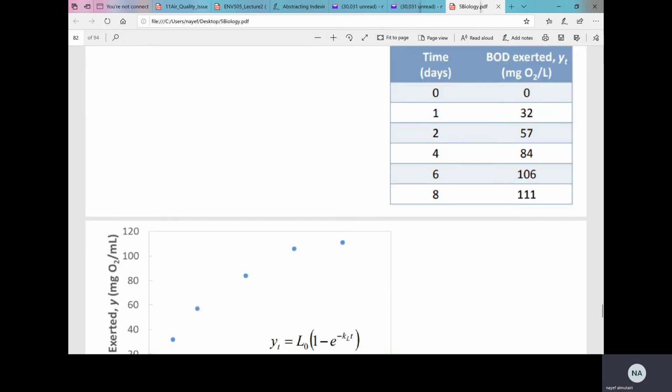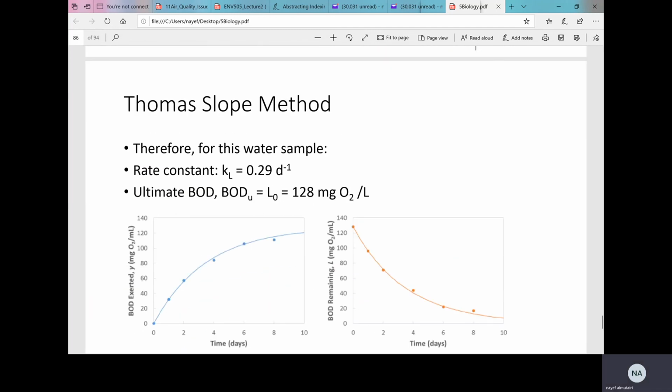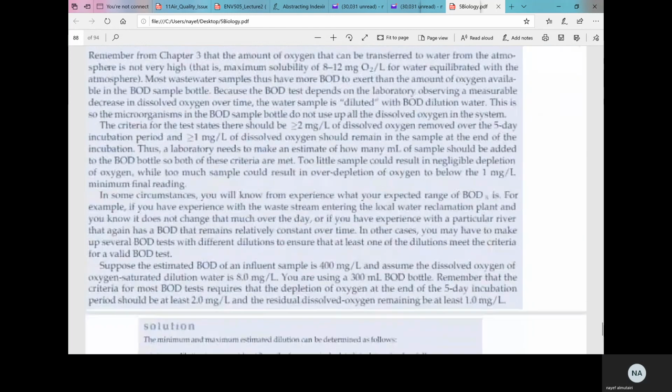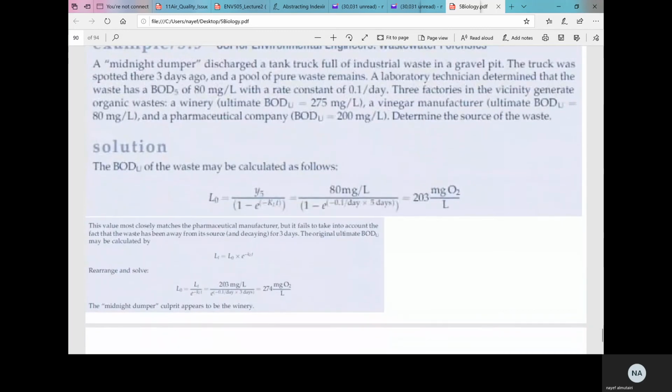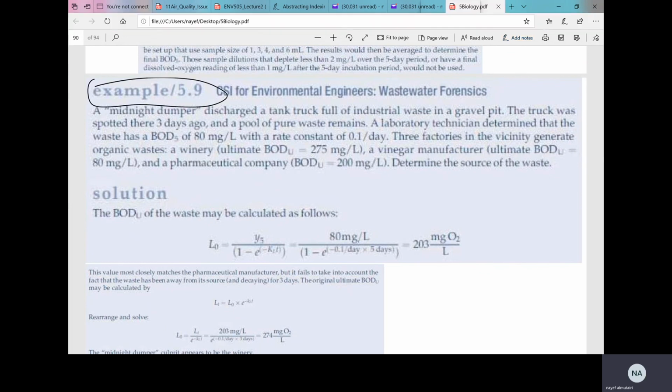Okay, so now, Thomas method, don't worry about it. This is a good example. Look at it. It came in the final last year. So it's good to look at this example.